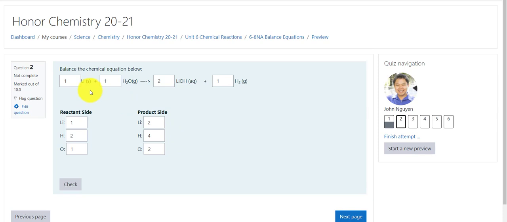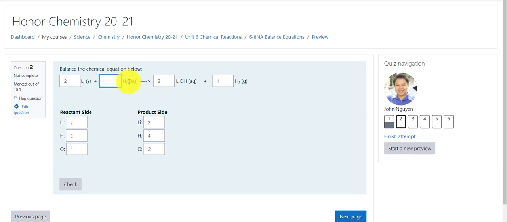Because if you look on this side, it's pretty easy. Lithium is by itself. Well, to make lithium have two, we just replace that by two, right? Because one times two gave us two. And then for hydrogen, look at this. What do we have here? We need four right there, right? So two times what will give me four?